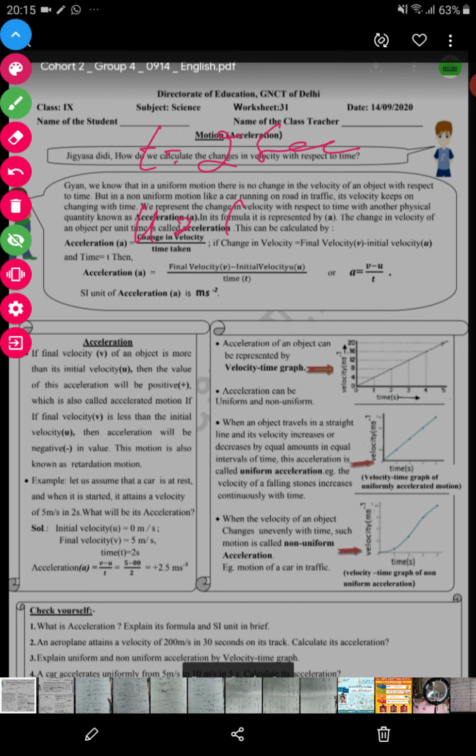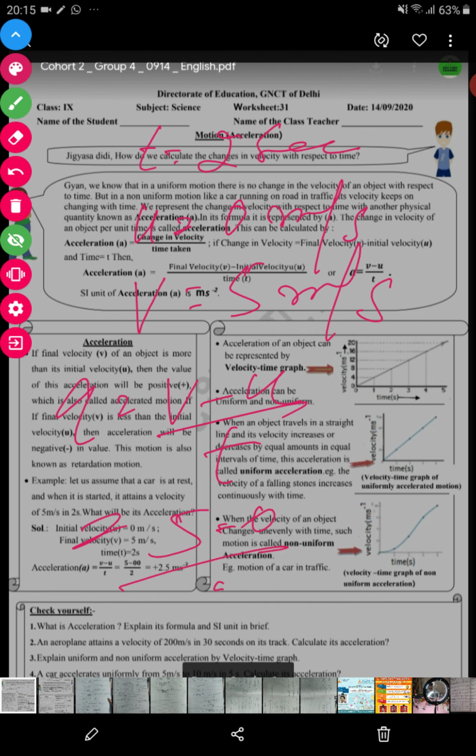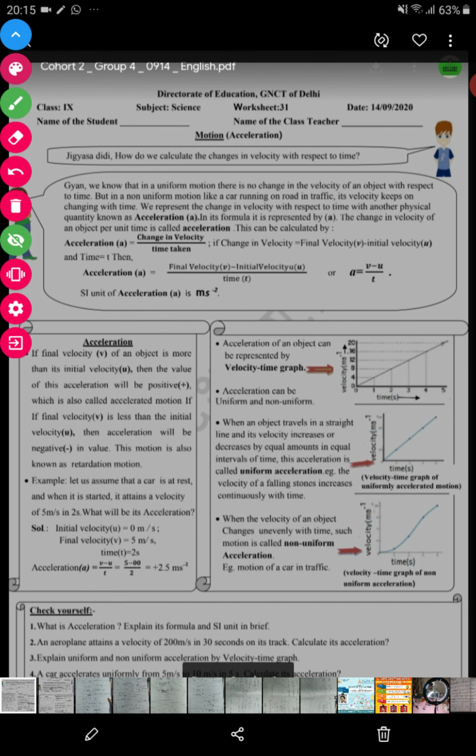Rest position means 0. It's not moving, and finally it attained the velocity of 5 meter per second. You have to calculate acceleration. Simple: 5 minus 0 divided by 2, that is 5 divided by 2, the value becomes 2.5 meter per second square. Okay, so this is acceleration.